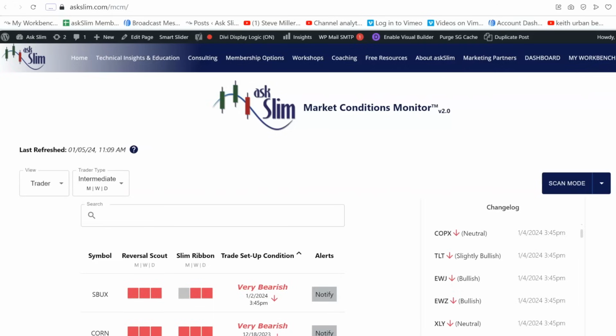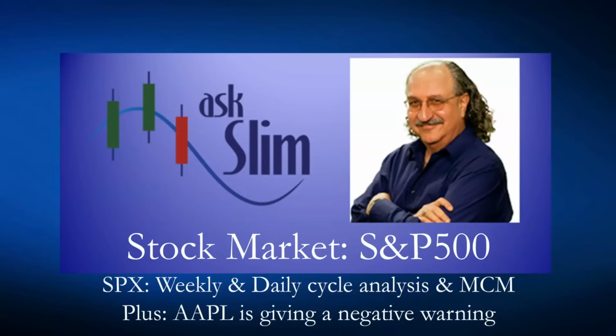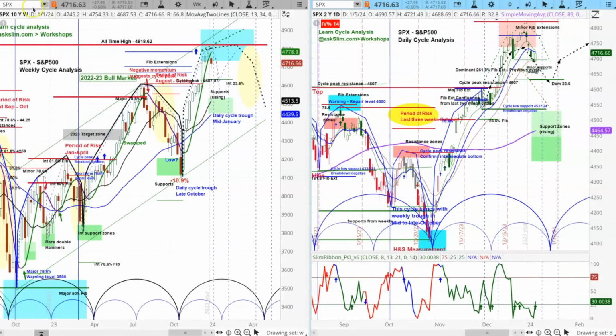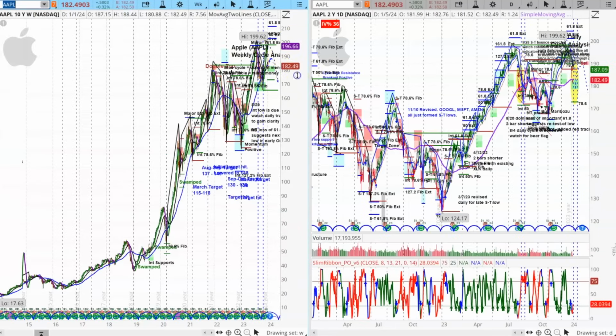So that's a look at the stock market conditions. I said to you that I also wanted to look at Apple, which I'm going to do because I think it's giving negative warnings, and I give a nice cycle analysis lesson here when I move from the S&P 500 to AAPL. So here are the Apple charts.